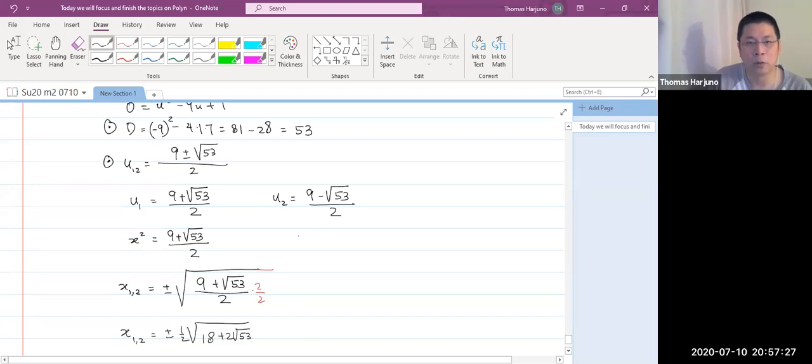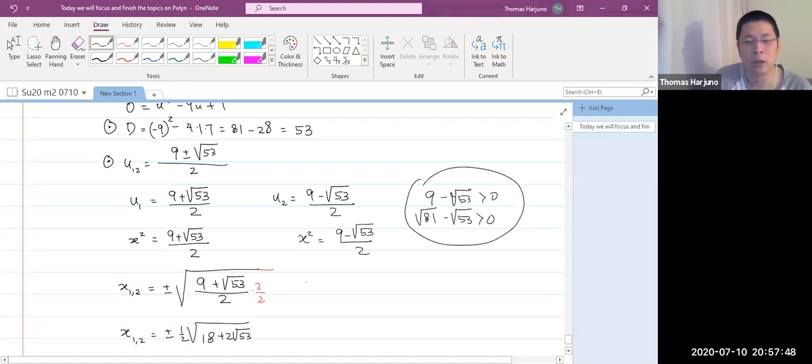And for the second branch, 9 minus square root of 53 over 2. Now 9 minus the square root of 53 is positive, because 9 is the square root of 81. Okay, so it's positive. Once we know it's positive, then we can apply the square root. That will be plus or minus the square root of (9 minus square root of 53) over 2. Rationalize the denominator, multiply the top and the bottom by 2. That will give us x3,4.